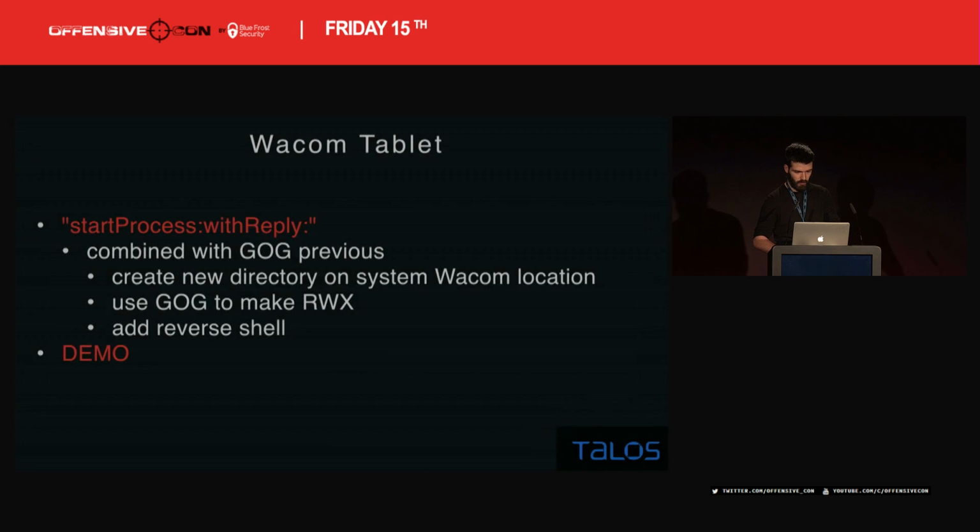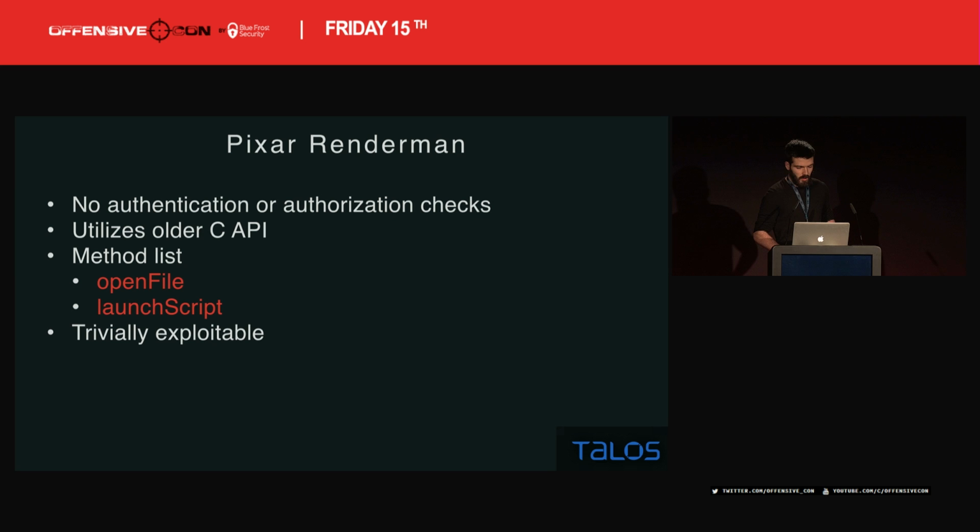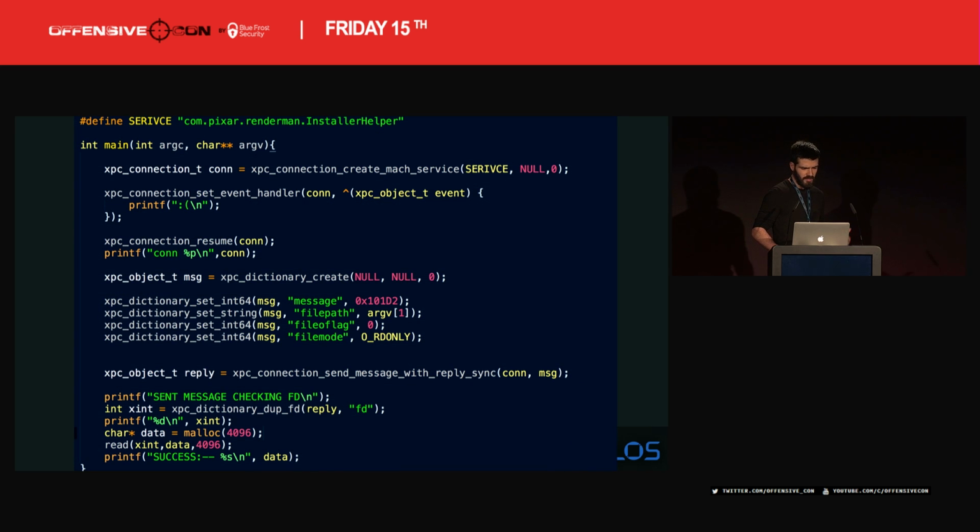All right, and then I think there's one more of interest. This is called Pixar RenderMan, and this utilizes an old C API. I'm going to spend just another second or two going over this because if you're going home and looking at some of these privilege helper tools, you might come across some that utilize an older C-based API rather than the Objective-C-based API. This is what it looks like.